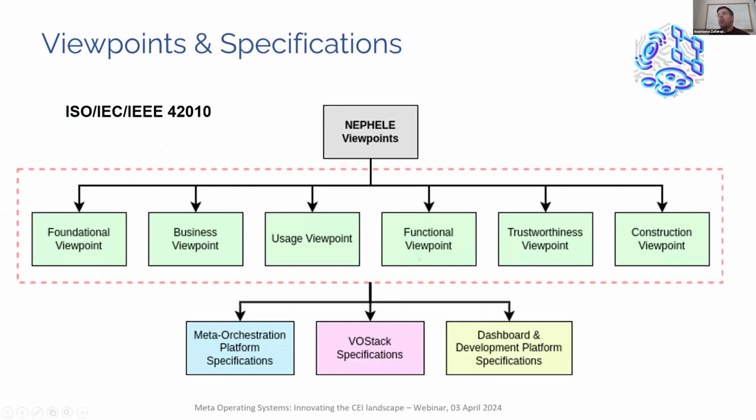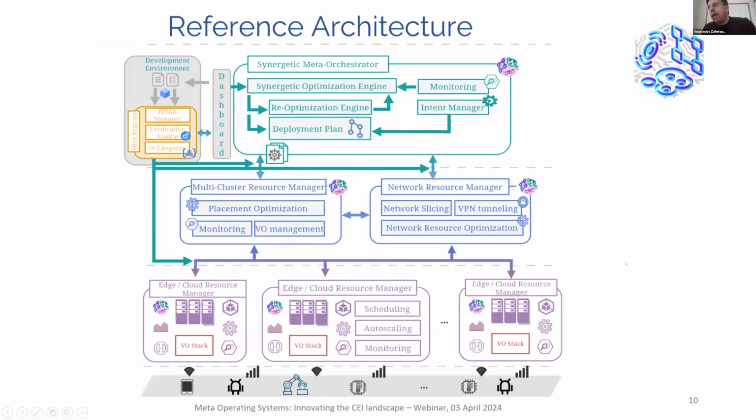And this has led us to the specification of the architecture, considering the meta-orchestration platform, the VO stack, and a development environment that assists developers to onboard virtual objects and applications in the platform. So at a high level, I would say that the flow is that we have a specific development environment that an application developer can use to develop and make available application components. We offer a dashboard through which someone has access to this development environment and also to the synergetic meta-orchestrator.